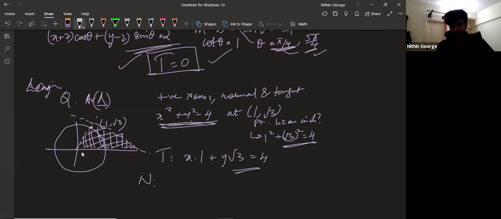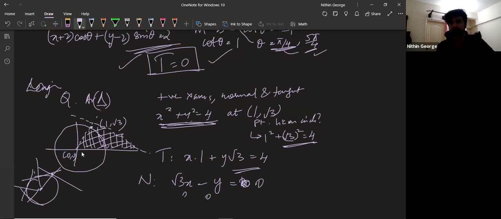Now, what about the normal? It will be perpendicular to this. So it will become root 3 x minus y equal to k. And that normal will pass through the point 1 comma root 3 or 0 comma 0 also. Remember, it goes to the center. So for a circle, you draw a tangent. Remember, the normal always goes to the center. For a circle alone, the normal will always pass through the center. So 0 comma 0 satisfies this. So hence you can say k is equal to 0. This is the equation of the normal.